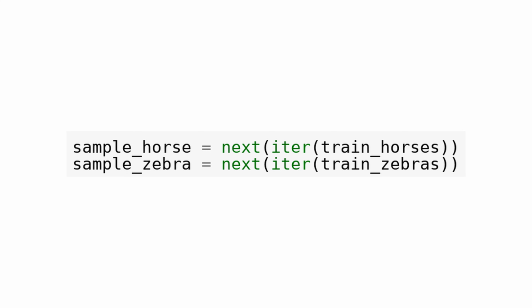Here, we are retrieving sample images from the training datasets for both horses and zebras. By calling next(iter(train_horses)), we obtain the first batch of horse images, and similarly, next(iter(train_zebras)) fetches the first batch of zebra images. These samples are typically used later in the notebook for visualization or comparison purposes, allowing us to see how the images look before any transformations or training steps have been applied.